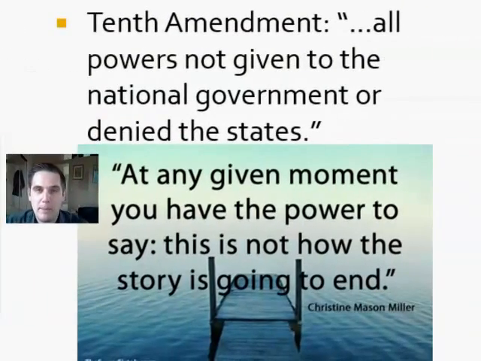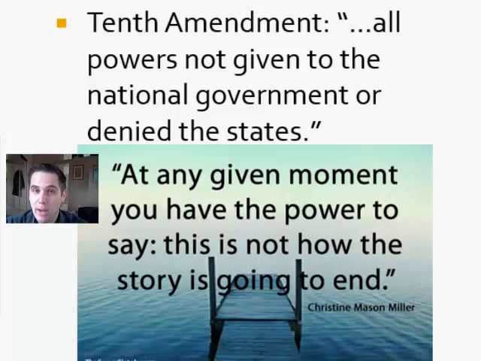The 10th Amendment is kind of the key point here. It says that all powers not given to the national government or denied to the states are defaulted to the state. That means you, local people, get any powers that the Constitution forgot. That's a safety net to make sure that the federal government doesn't get stronger than it should.